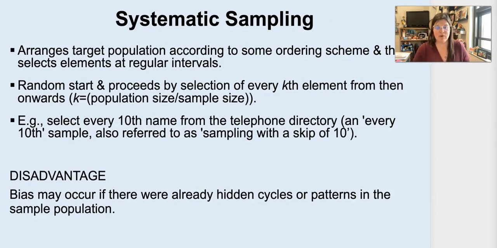Systematic arranges the population according to an ordering scheme. And then we are going to look at, for example, the 10th name in the telephone directory. Bias can occur that we don't understand, or hidden patterns in this, so we want to be careful of that.